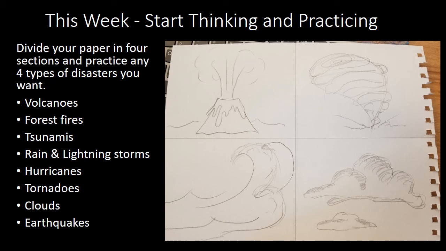This is mine that I did. I chose 4. I chose volcanoes, tornadoes, tsunamis, and I did some clouds. Because I think in all the pictures that I'll probably do, I'm probably going to put some clouds in it. Anyway, I'm not sure what I'm going to do this week, I mean, for my final project, but I'm leaning toward tsunami. But we'll see. You don't have to make a decision this week, but I do want you to practice how to draw them.